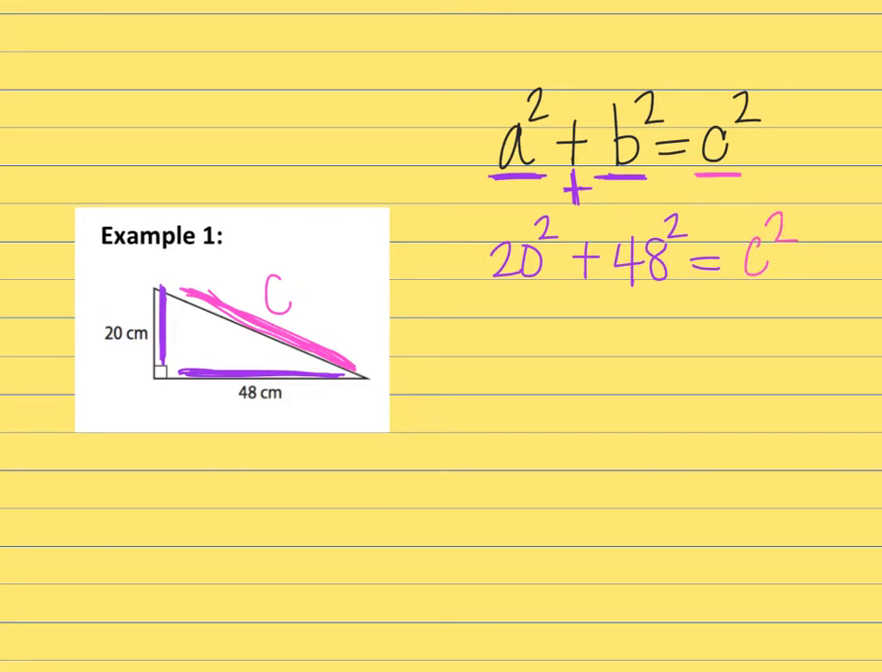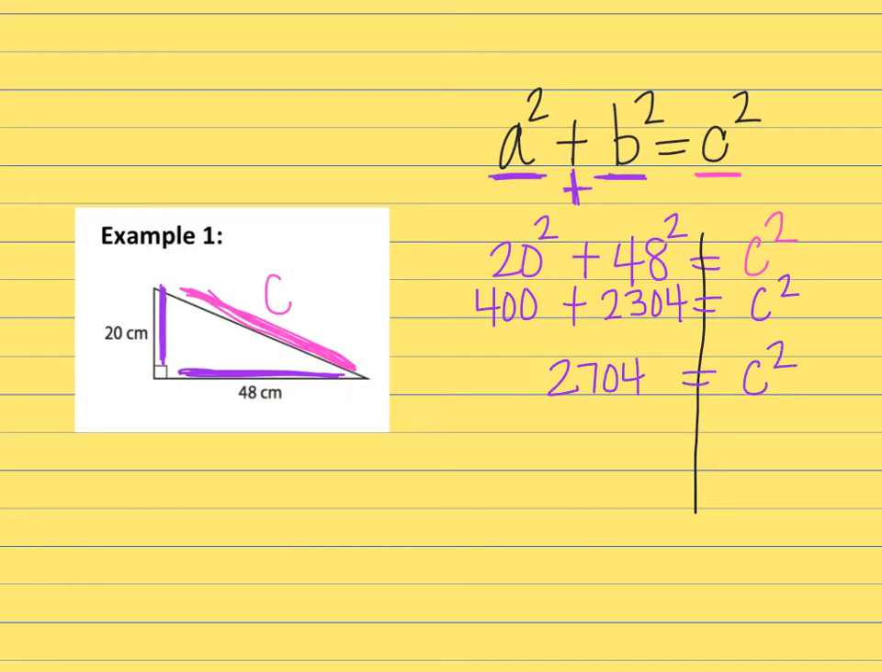Now I'm just going to work it out like a normal equation. 20 squared, 20 times 20, is 400. And 48 squared, 48 times 48, is 2,304. Together, those will equal C squared. So the sum of those two amounts is 2,704. That would be the value of the big square.